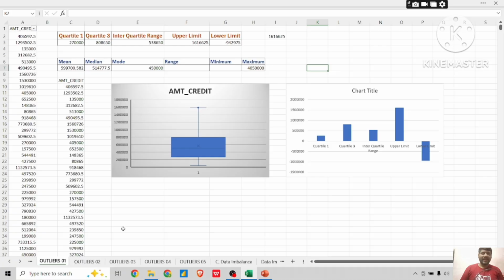This approach helped me flag extreme values in critical columns such as amount credit, CNT children, amount annuity, working days, and date of birth. These outliers were then highlighted using conditional formatting in Excel.